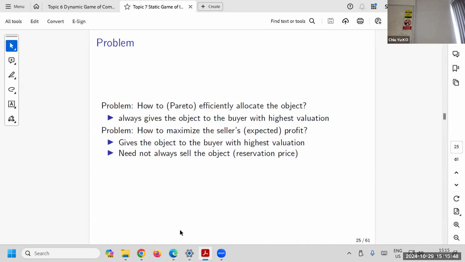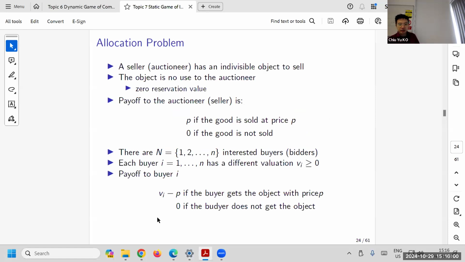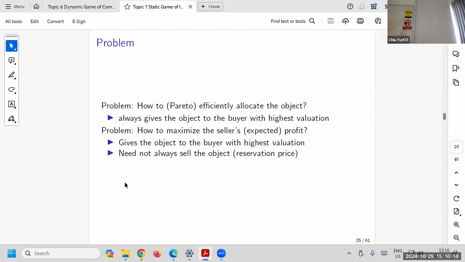The question is, can we always give the object to whoever values it the most? This is about efficiency, because the price cancels out. The total surplus in society is the sum of the payoffs, the P cancels out, and it's the Vi. If I give it to the one who likes it the most, that is efficient. If you give it to the one who likes it least, that's not very good.